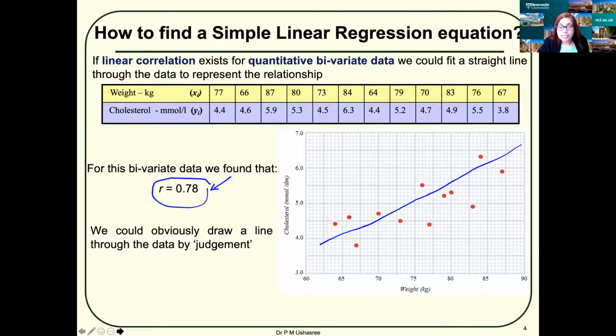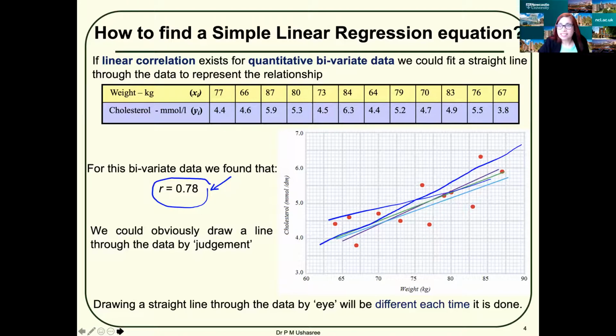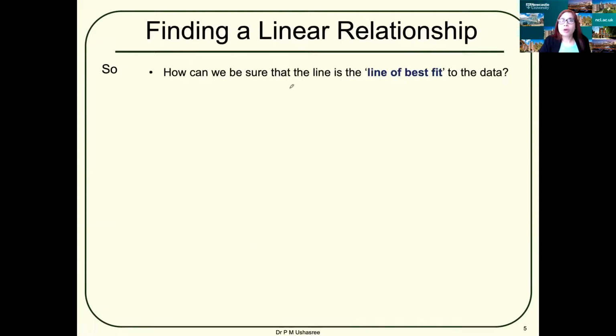or by just simple judgment, you could draw it this way, or each one of us can draw this line in different ways. So which of these is correct? Drawing a straight line through the data by eye will be different each time it is done, and it will be different if each one of you tries to draw this line. So which of these is the line of best fit? Which of these is correct? How do you decide that? How can you be sure that the line is a line of best fit to the data?